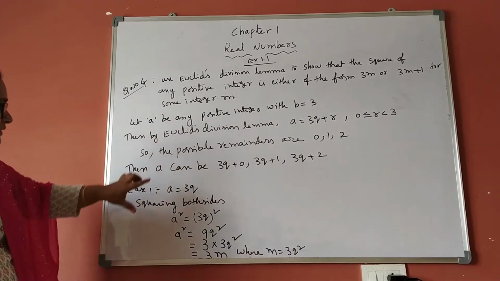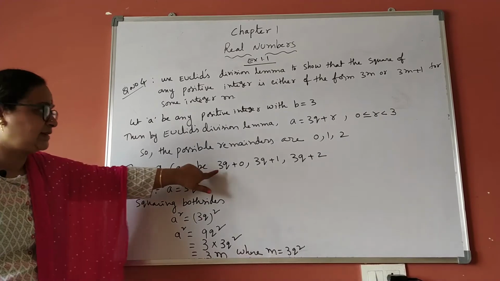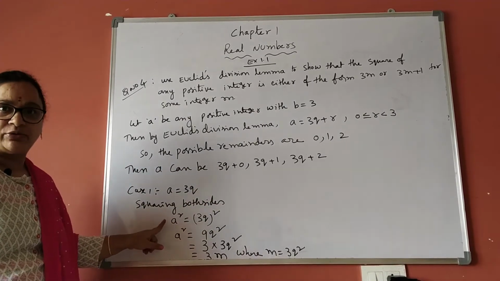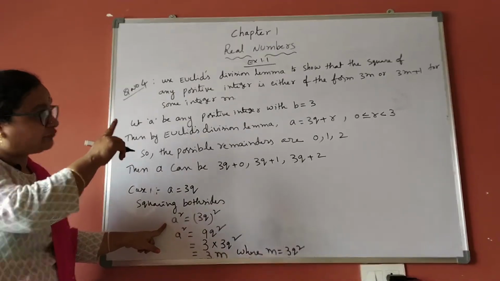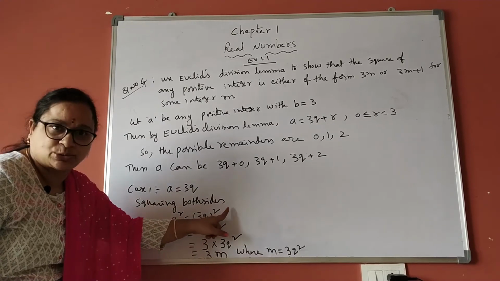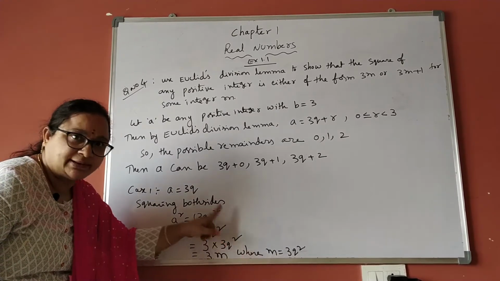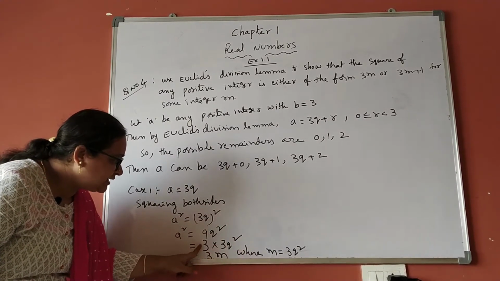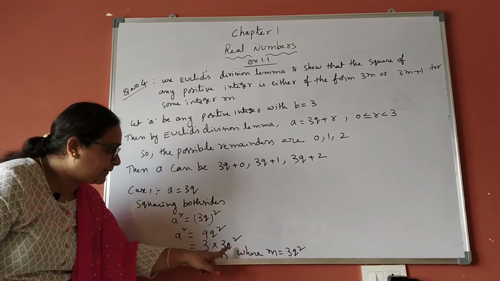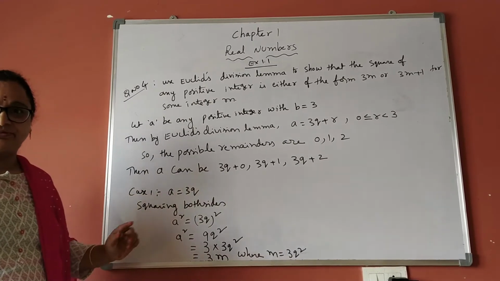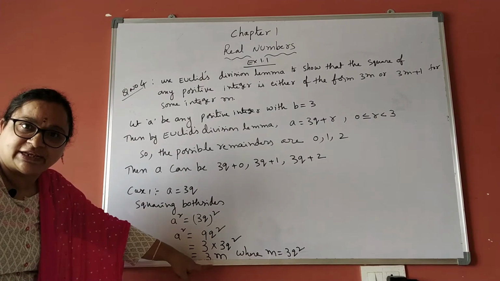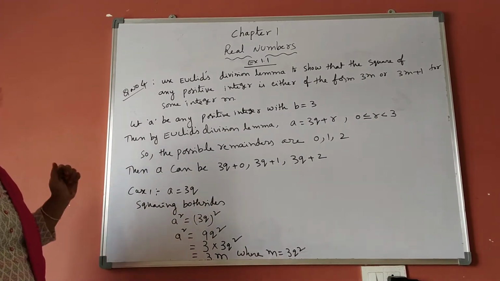Okay. Case 1, we have taken a is 3q. Squaring both sides, then a square. We have to show a square will be either in the form of 3m or 3m plus 1. Here a square is equal to 3q whole square, that is 9q square. 9q square we can write as 3 into 3q square, that is equal to 3m, where m is 3q square. So in first case we showed a square will be in the form of 3m. Now case 2.